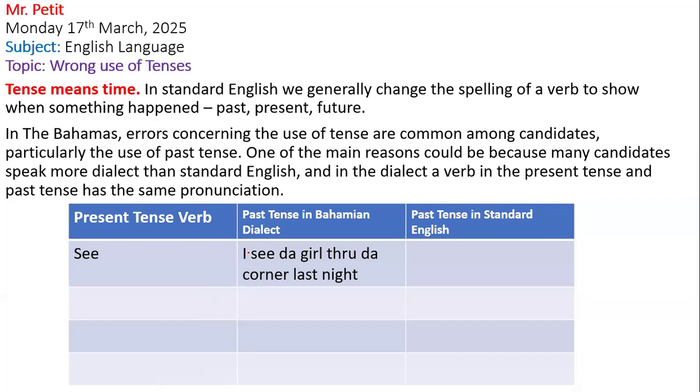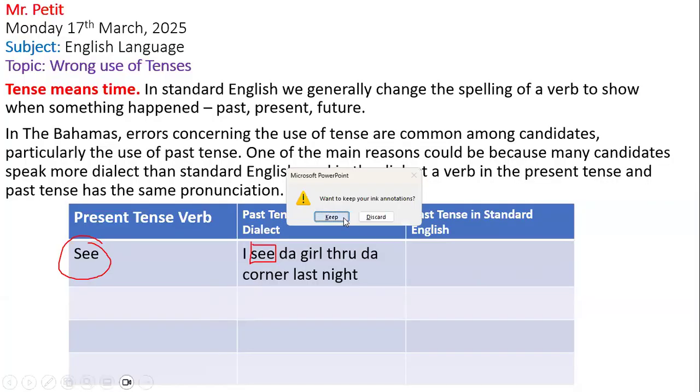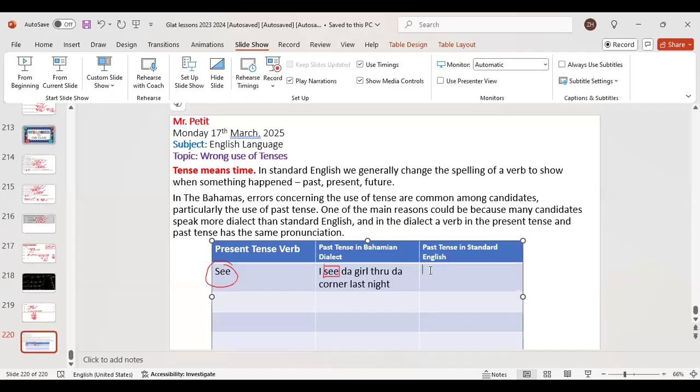Very good. This is past, right? What's the verb? The verb is what? See, right? What's the past tense of see? Saw, right? So what's the correct way to say this? I saw the girl. I saw the girl walking through the corner. I saw the young lady. Okay.